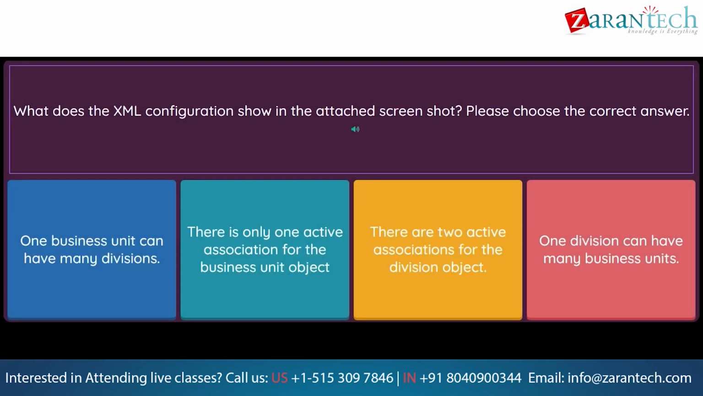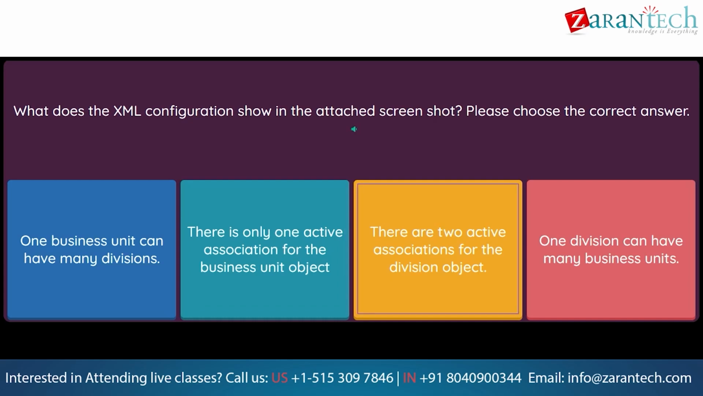Question: what does the XML configuration show in the attached screenshot? Please choose the correct answer. Option 1: one business unit can have many divisions. Option 2: there is only one active association for the business unit object. Option 3: there are 2 active associations for the division object. Option 4: one division can have many business units.